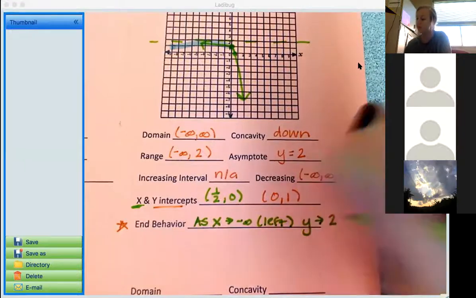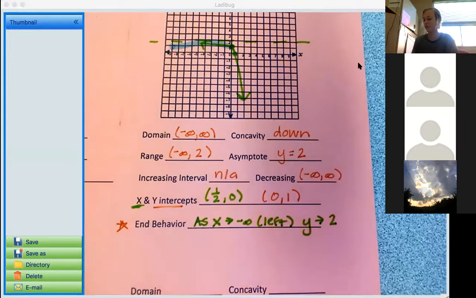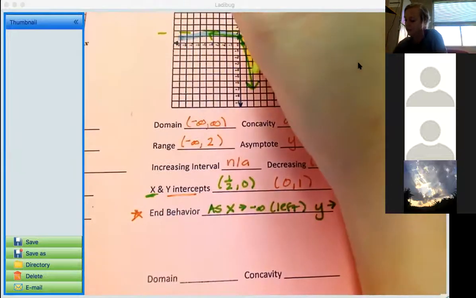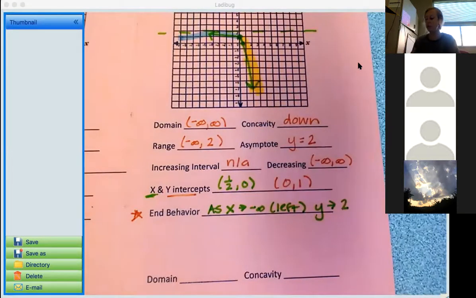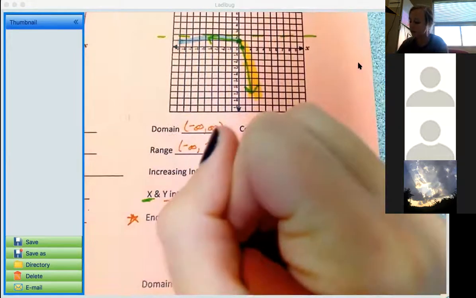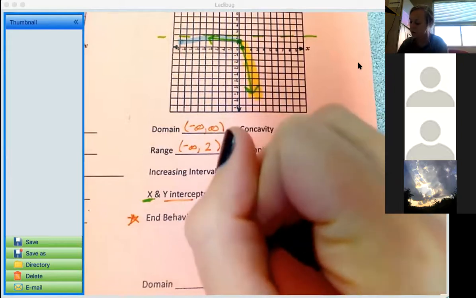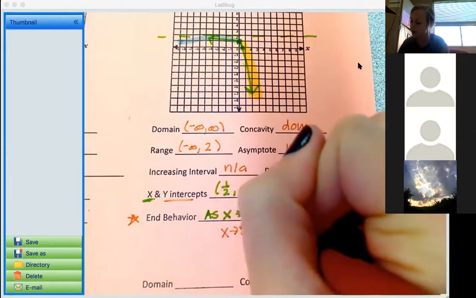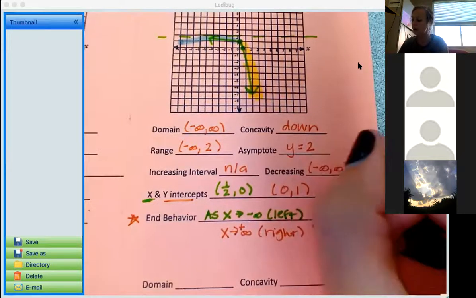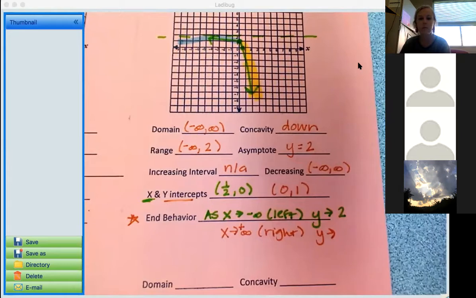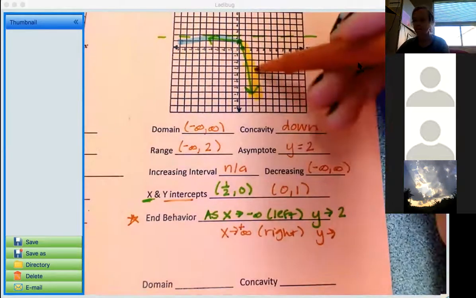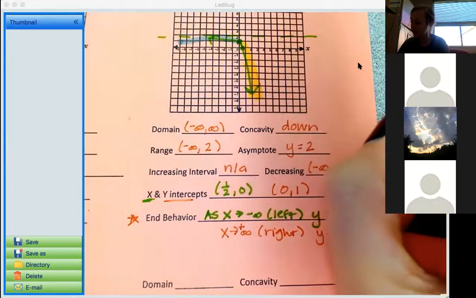Good. Y approaches 2. Very good. And then on the right side, as x approaches infinity, and you can say positive infinity, that's from the right. What's the y approaching? Negative infinity. Good. Negative infinity.